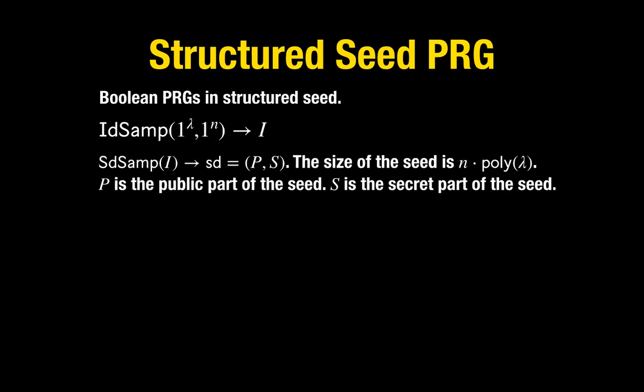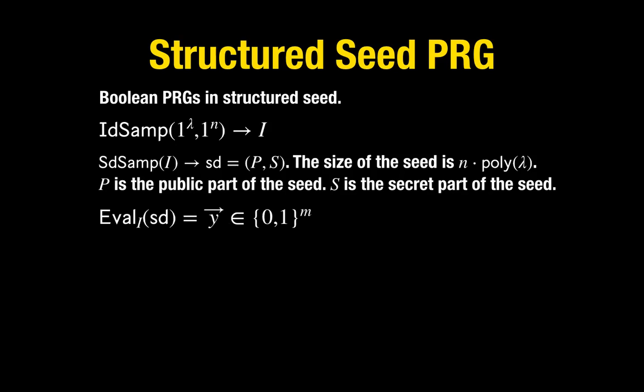Then the seed sampling algorithm takes in this index and outputs a seed, and here is where it differs from standard PRGs. Your seed is not a traditional random string of length n. Now the seed can be seen in general to have two components, a public part of the seed and a secret part of the seed. The public part will be revealed to the adversary, the secret part will be kept hidden, and they might have some correlation between them. So they're not standard random strings. And the size of the seed is n times poly lambda, and remember n was the parameter that controlled the length, so that's the size of the seed.